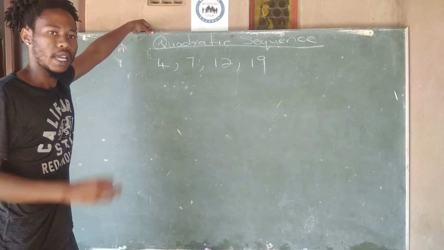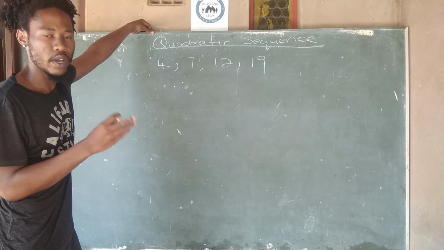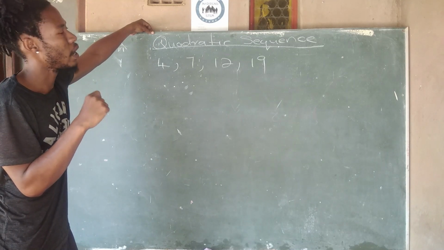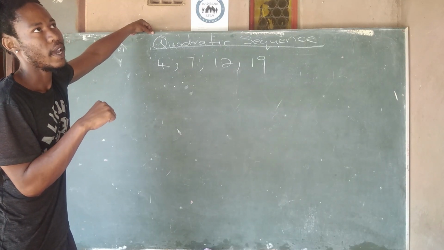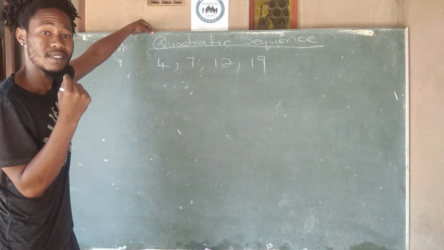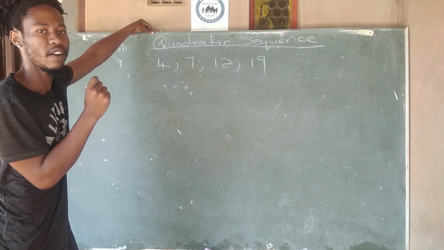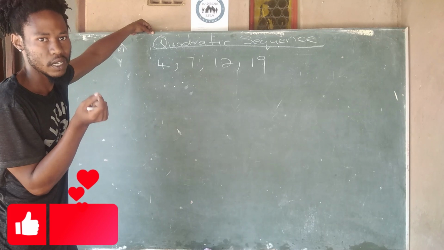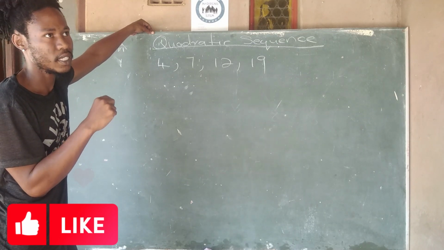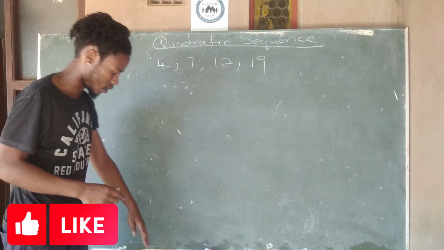So a quadratic sequence differs from a linear sequence by our common differences. In a linear sequence, we have one common difference. So in quadratic sequence, we have two common differences. The other difference is not common. It's a constant difference, but it's not common. Let me show you what I'm talking about here.